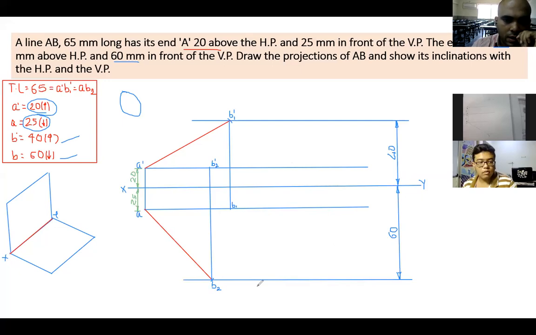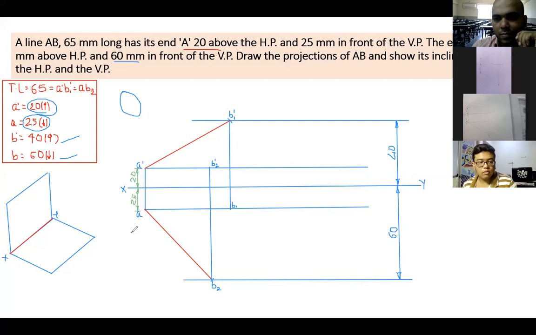What is the length of A and A dash? That is written now. It is 20 and 25. A and A dash is 20 and 25. Yeah, make it a light line. Everyone, light line, please make the light lines. Okay, till here everyone has done. Can we move further? Yes, students.